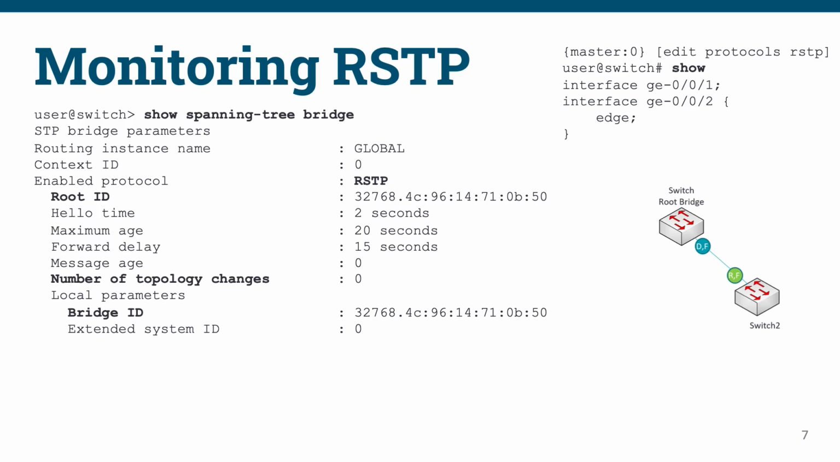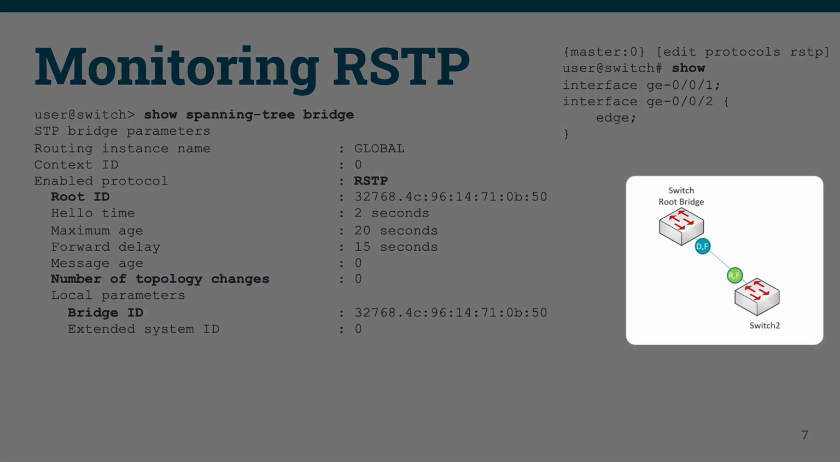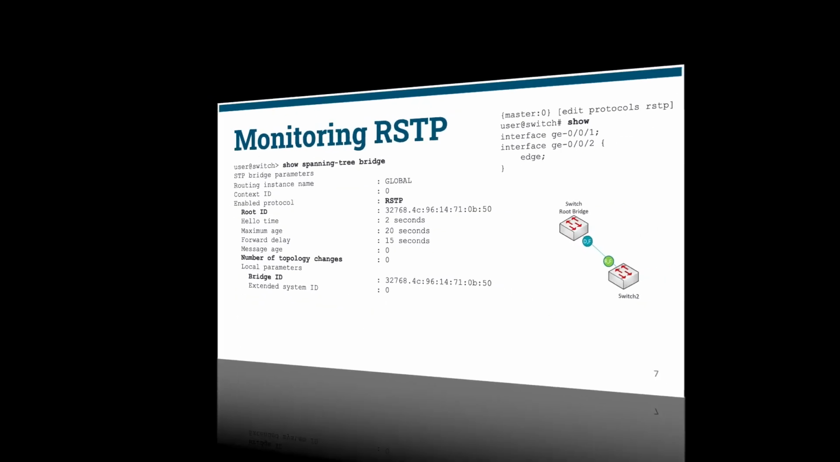So let's see how the interface status output differs. First, this is the topology in use in this output example. We have 2 switches, switch 1 and switch 2. Switch 1 is the root bridge and connected to switch 2 by a single link. Therefore, we have one designated port and one root port, both in a forwarding state.